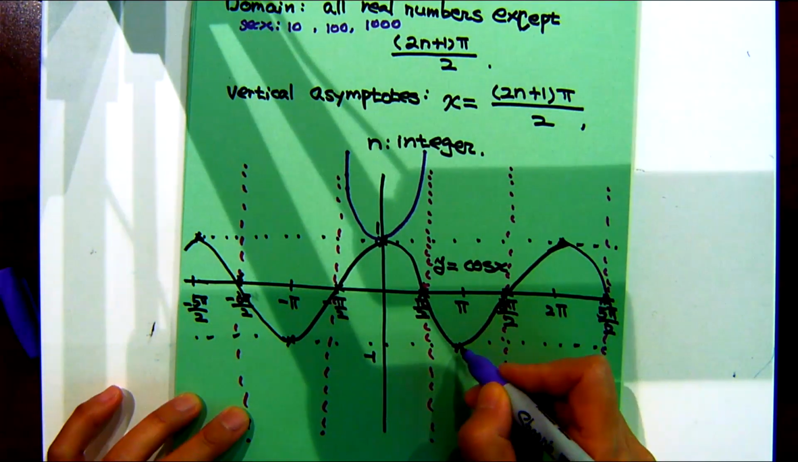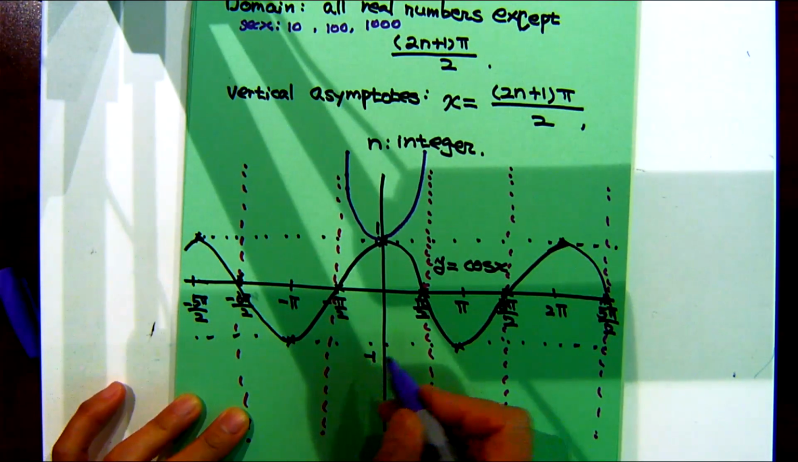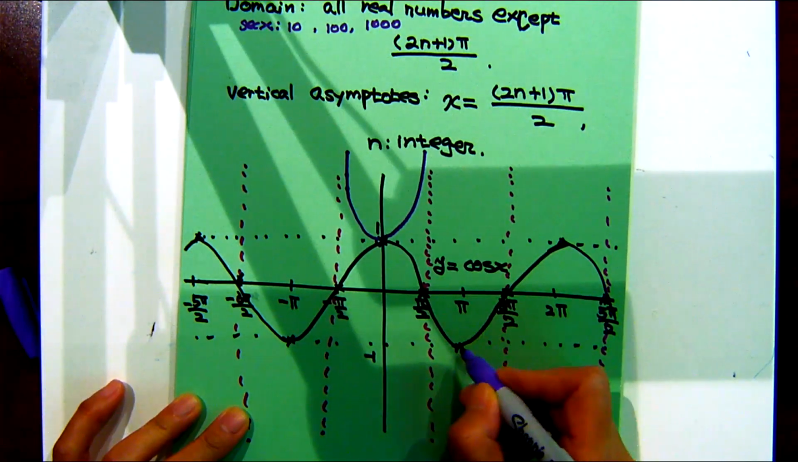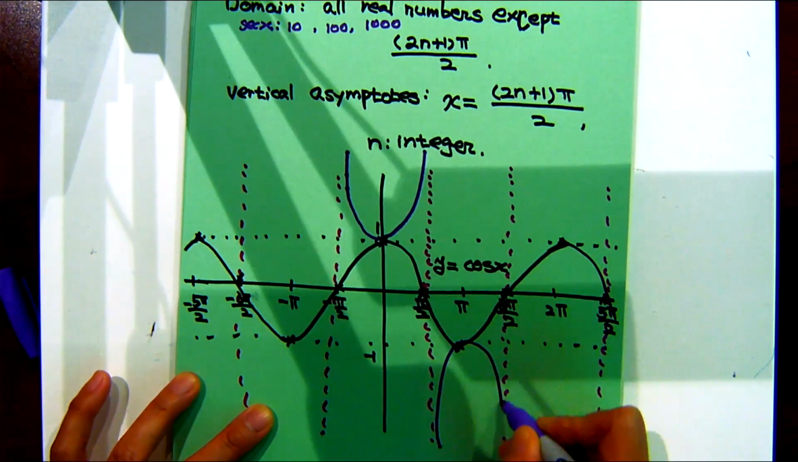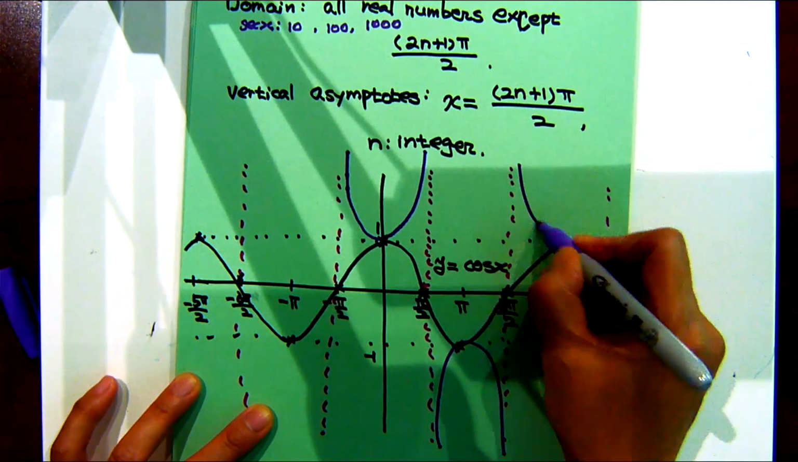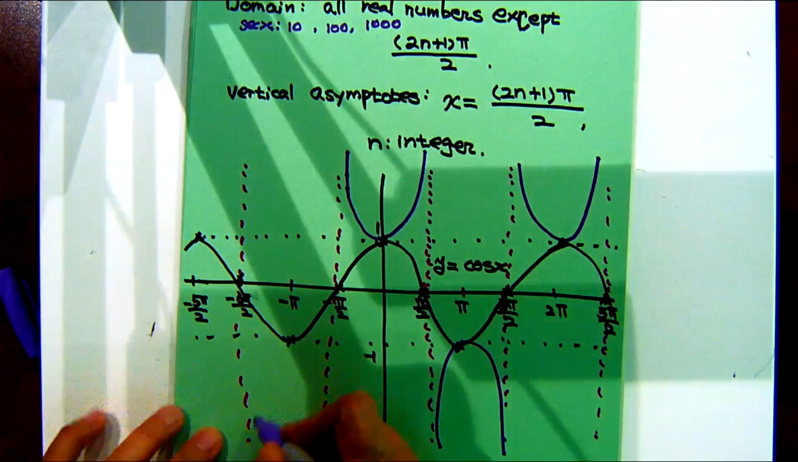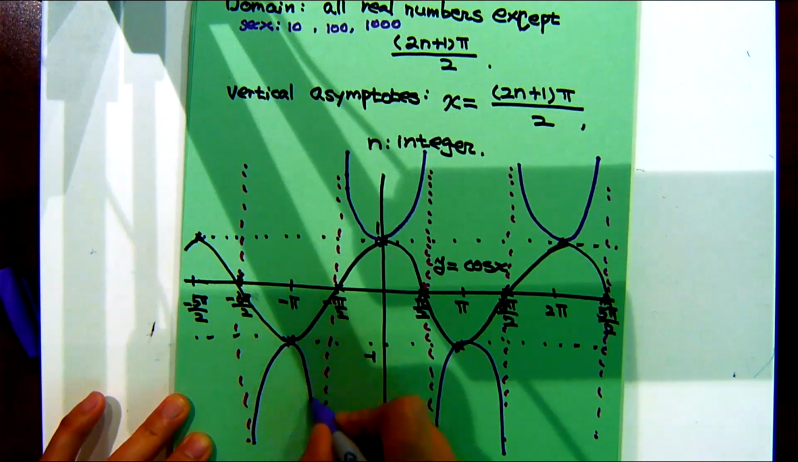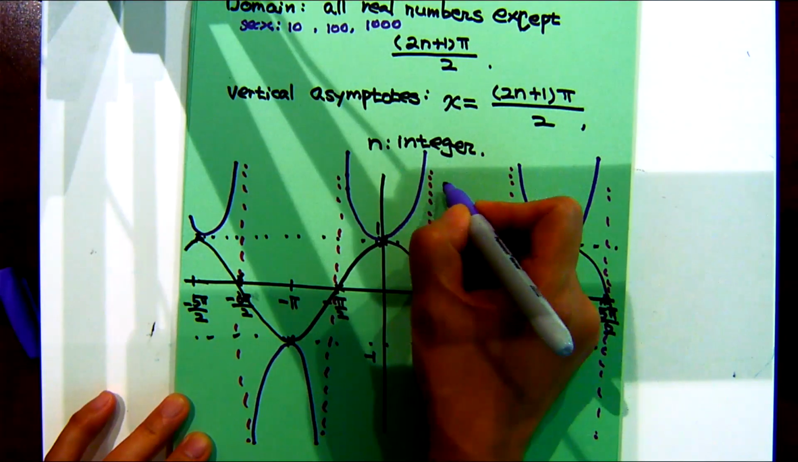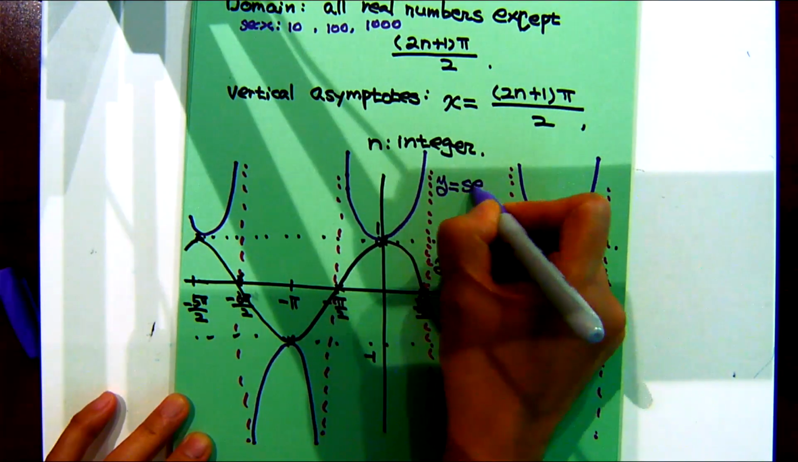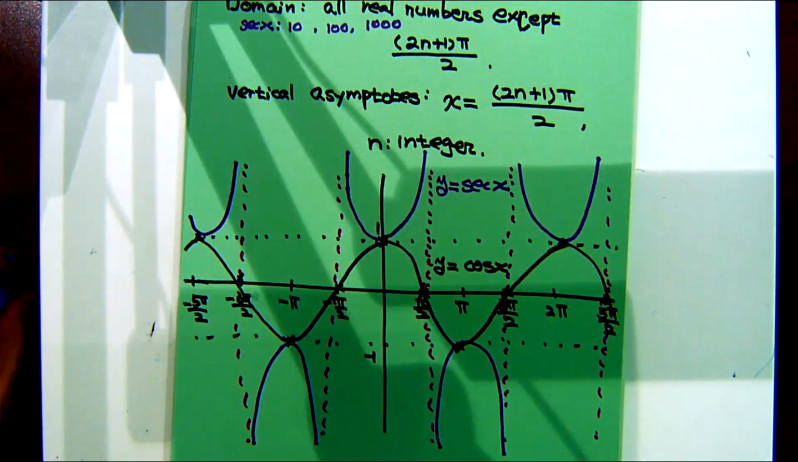So with the same reasoning, this is -1. 1/-1 is -1, so they will share this point. But with the same reasoning, it'll be the flipped shape with the obvious vertical asymptotes like this. So we can see that the secant of x is not connected. Those are not connected, and it is just a flipped shape of cosine.